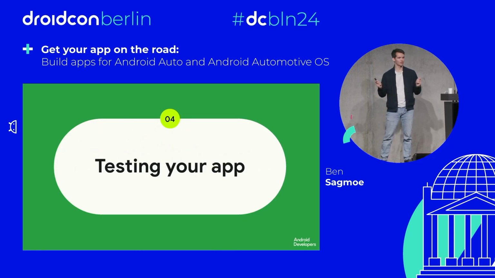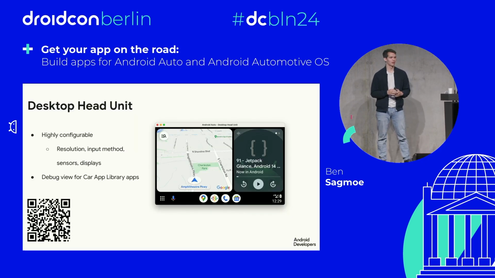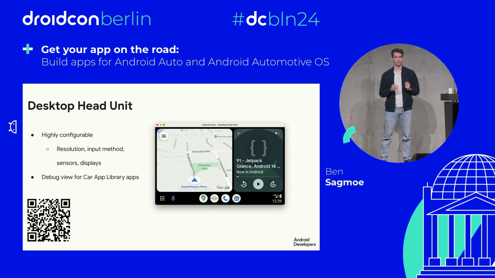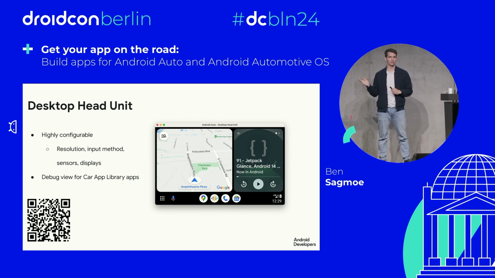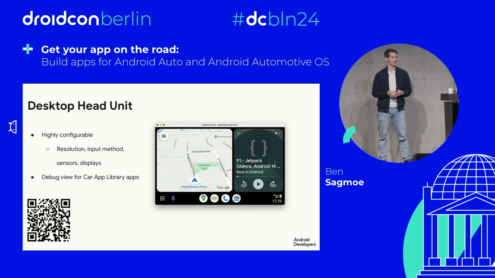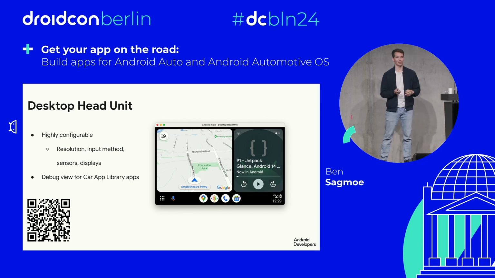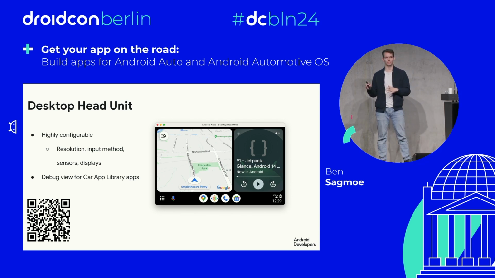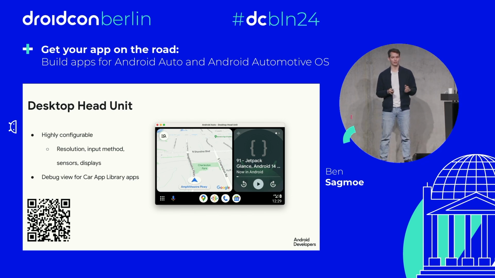So now we've talked about how to build your app. What about how to actually test it? As you begin developing, you can use the desktop head unit to test Android Auto apps. This runs directly on your development computer. You connect your phone either over USB or, theoretically, Wi-Fi ADB, I think. And it lets you simulate a bunch of different head unit types and see how your app looks there.